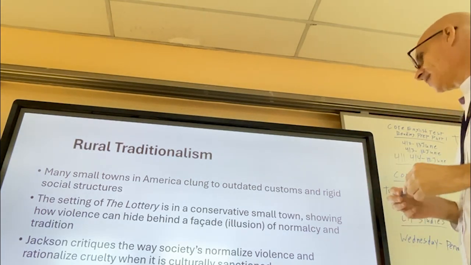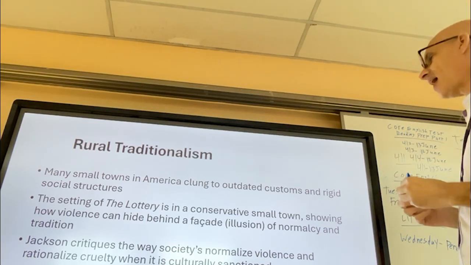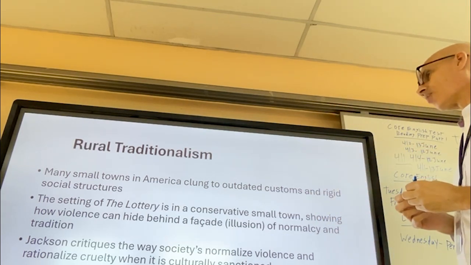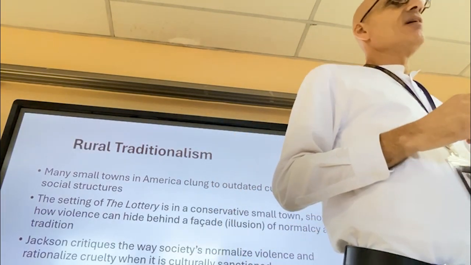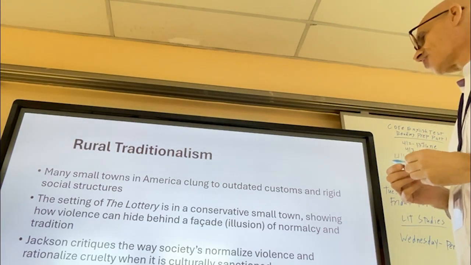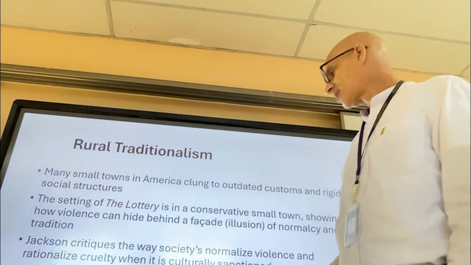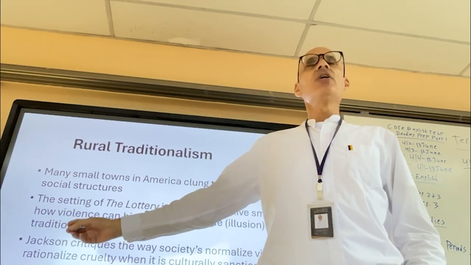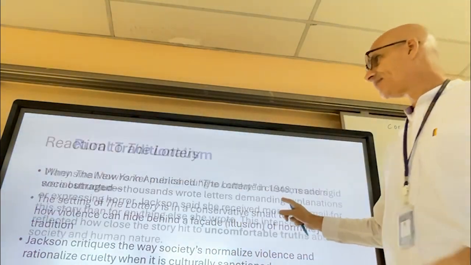So the setting of this story is a conservative small town, and it shows how violence can hide behind a facade. A facade is an illusion, something that seems real but isn't, of normalcy and tradition. So the story explores a tradition, a violent tradition, and I won't say more about it now. So Jackson critiques the way societies normalize violence and rationalize cruelty when it's culturally sanctioned. When you rationalize something, I think we used that word before when we were talking about the Welt, you justify it being true when you know it's really not. Okay?